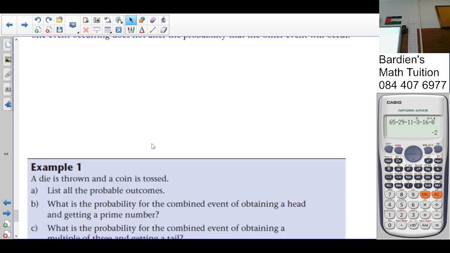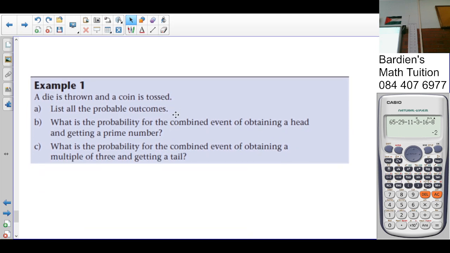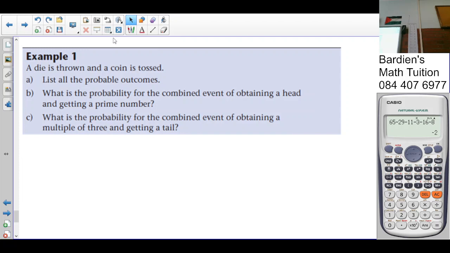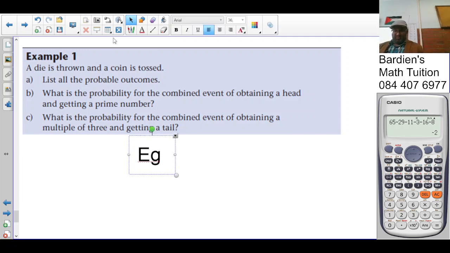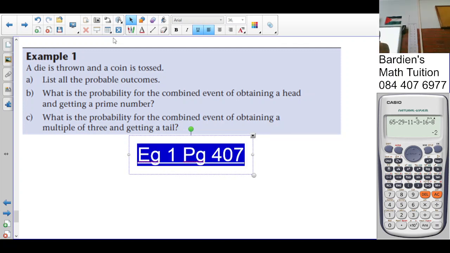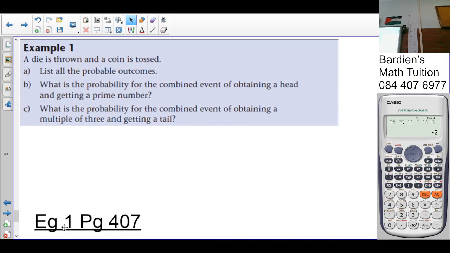Okay, so basically what you need to know about combined events is events that are happening at the same time. Okay, I'm looking at example 1, and example 1 is on page 407. Okay, we are told that the die is thrown and the coin is tossed. So we have two things happening at once. Combined events, you must list all the possible outcomes.